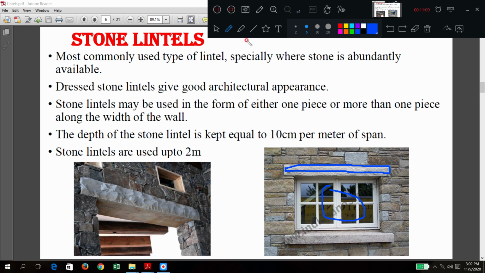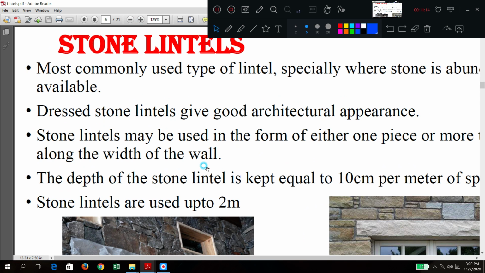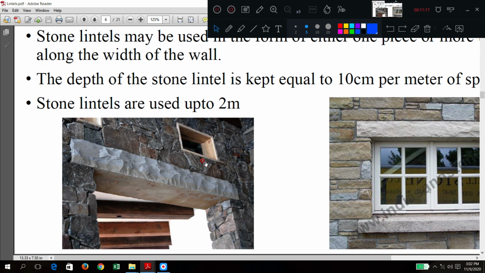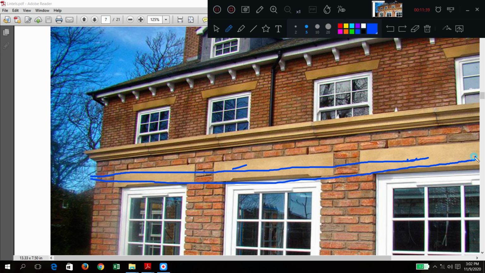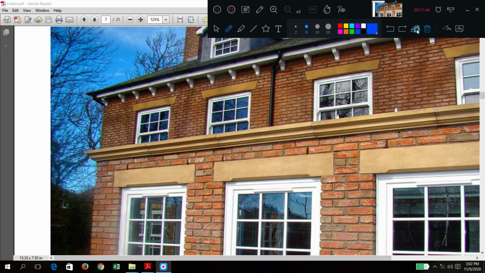Here, if I enlarge, I will explain one more term. Here also you can see the lintels at the top of the window. This is another lintel. In some cases the lintel is continuous. In our RCC construction, generally we provide a continuous lintel over this height. So here also you can see the lintel.